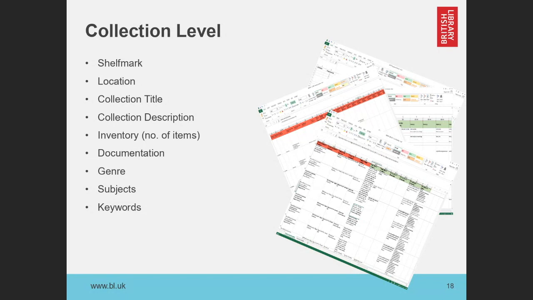And then these 3 together, genre, subject, and keywords. Genre and subject are taken from a predefined list from the British Library, but this is based on the Library of Congress subject and genre headings. So you could look at this when creating your own. And then the keyword field is a free text field that allows you to add a subject that isn't on the predefined list, but they're all just for discoverability of the collection.